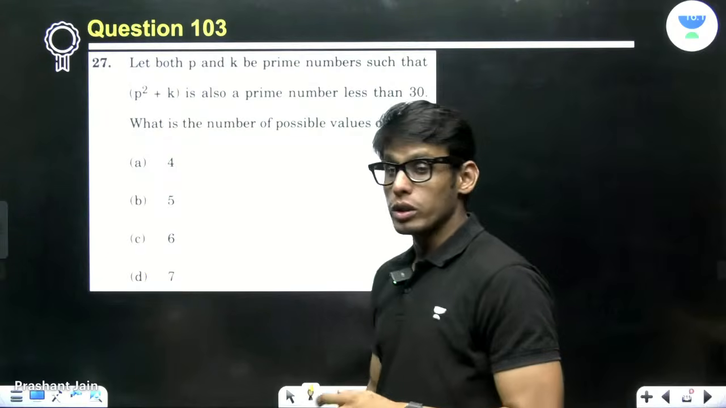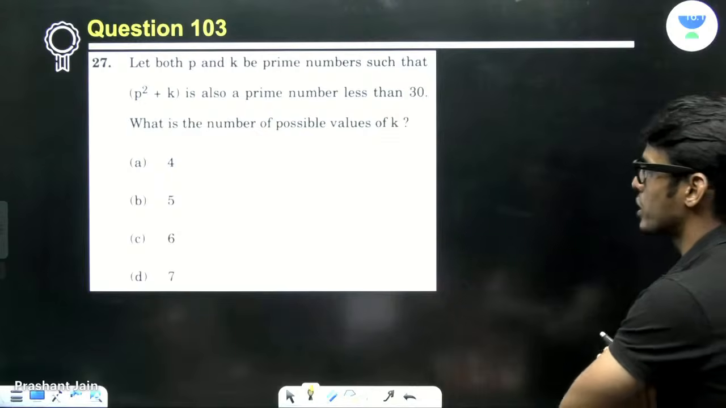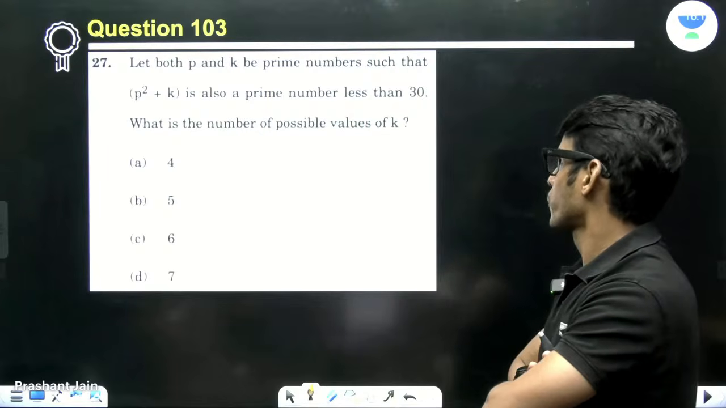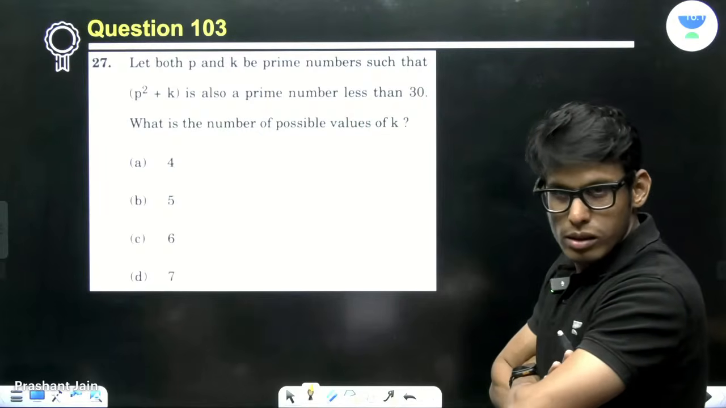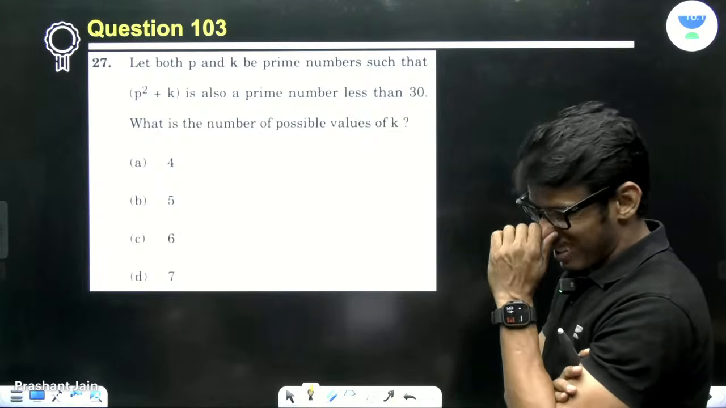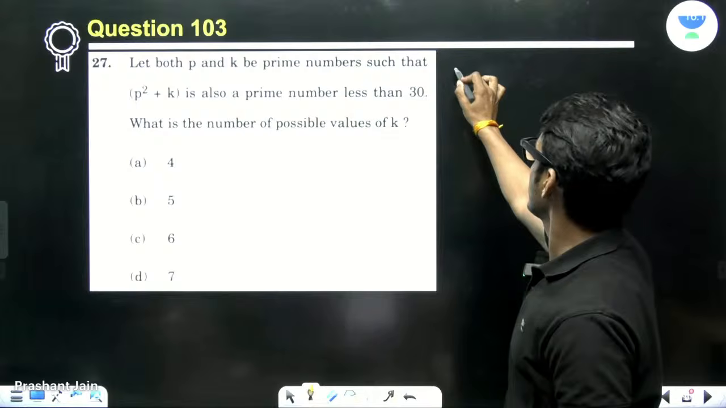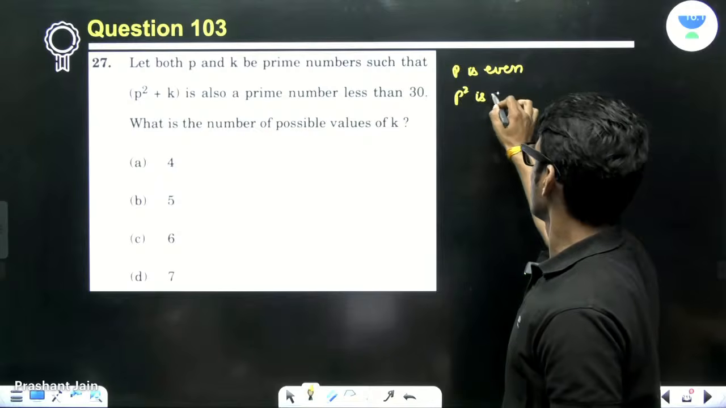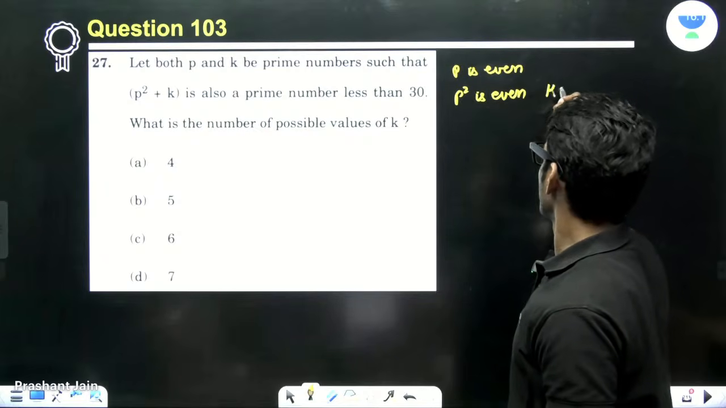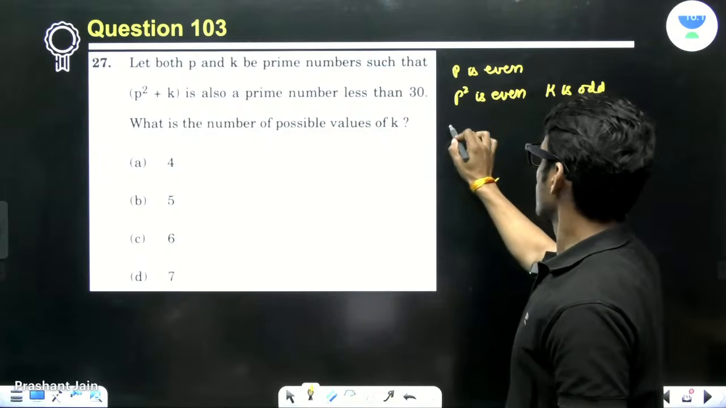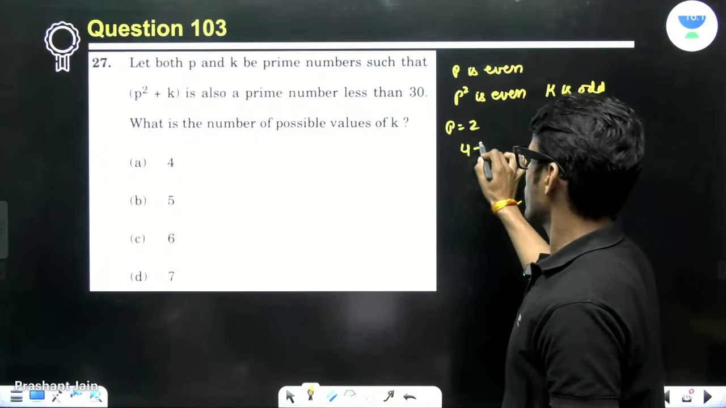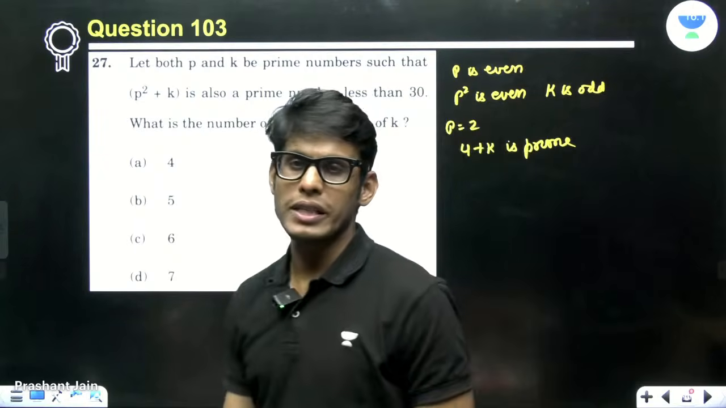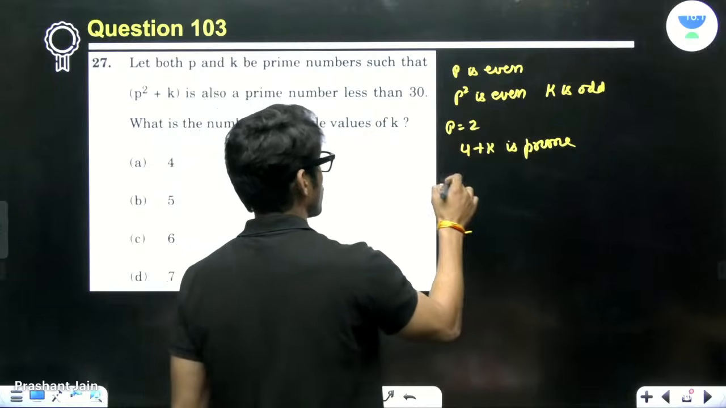Now, let both P and K be prime numbers such that P square plus K is also a prime number less than 30. What is the number of values of K? Would you agree that if P is even, P square is even, and then K has to be odd. So P even is only 2. So 4 plus K is prime, and K has to be prime.